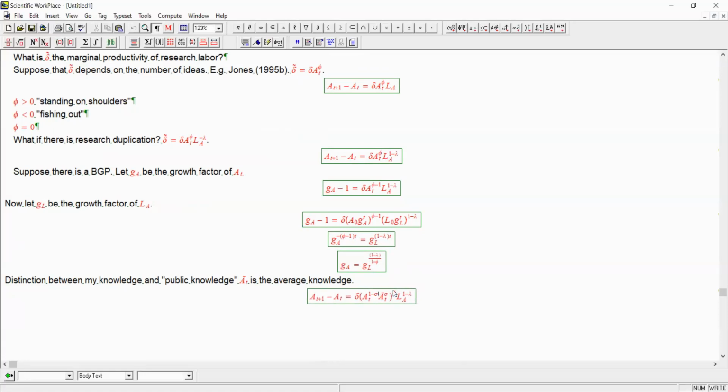In this formulation, phi is telling us what is the overall intertemporal knowledge spillover, standing on shoulders, fishing out. And then sigma, which we're restricting to be between 0 and 1, tells us how much of it is a spillover from my own knowledge versus spillovers from other agents. In this way, you could have excludability essentially in the form of this sigma. Excludability in terms of how much you can use other people's knowledge to produce new knowledge.